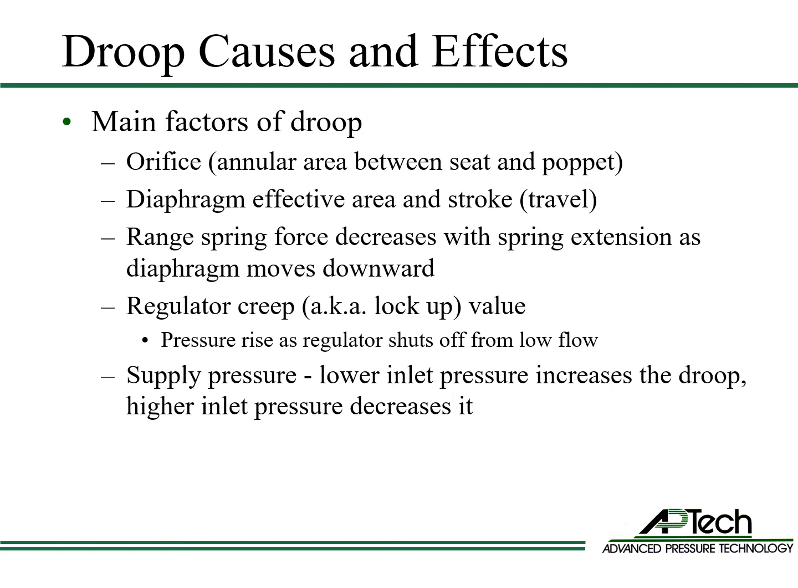Regulator droop is caused by several factors. A larger orifice, diaphragm, and diaphragm stroke reduce droop. The adjustment range spring's force decreases with spring extension as the diaphragm moves downward. This increases droop. When a regulator transitions from low flow to no flow, the regulator creeps or locks up, and the outlet pressure increases slightly above set point, increasing droop. Finally, higher supply pressures decrease droop, and lower supply pressures increase droop, as we will demonstrate in the next slide.